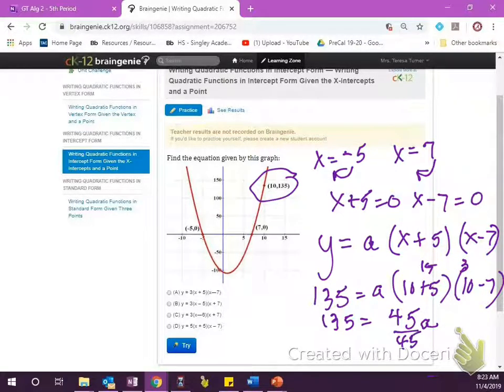Then we divide both sides by 45. 135 divided by 45 is 3. So a is equal to 3. So we need 3 times x plus 5 times x minus 7.